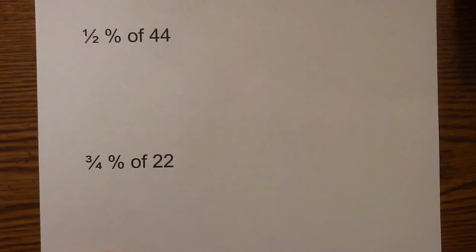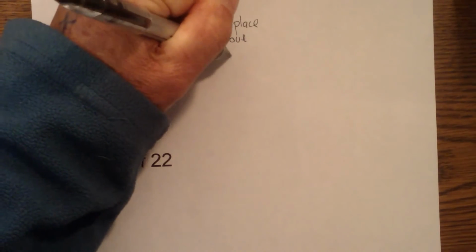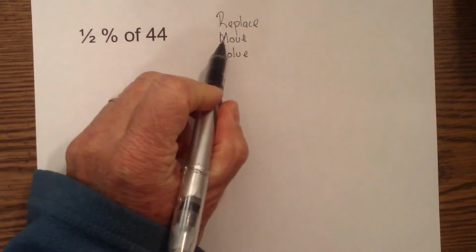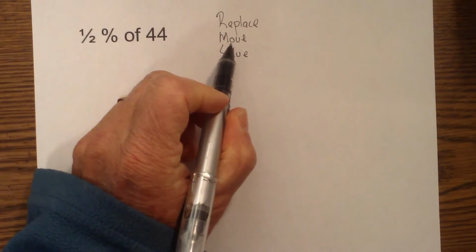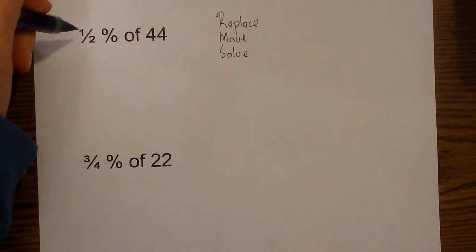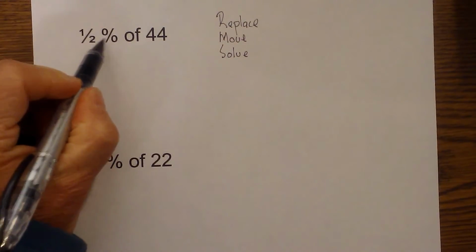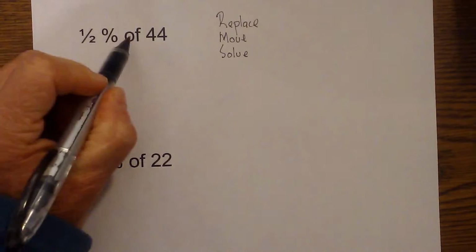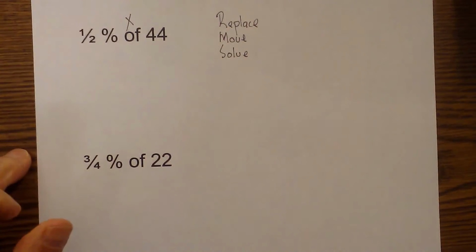So let's figure out what 1/2% of 44 is. And we're going to use replace, move, solve. Okay? And each time we move, we are making sure that we move to where we have a decimal. So the first thing I need to do is replace the percent with a decimal and then the of with a multiplication.